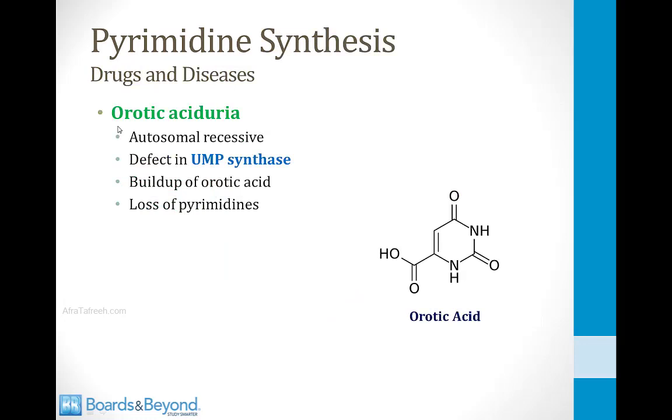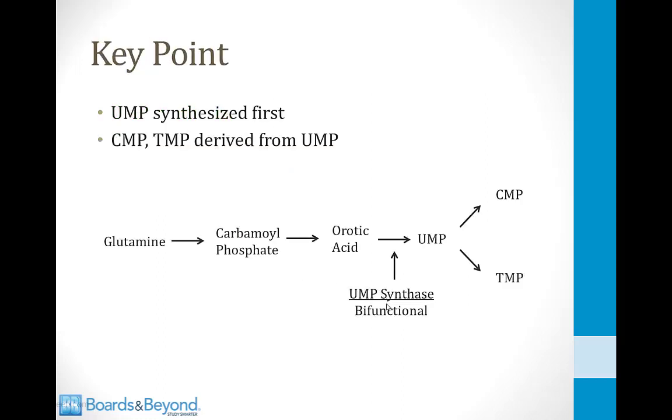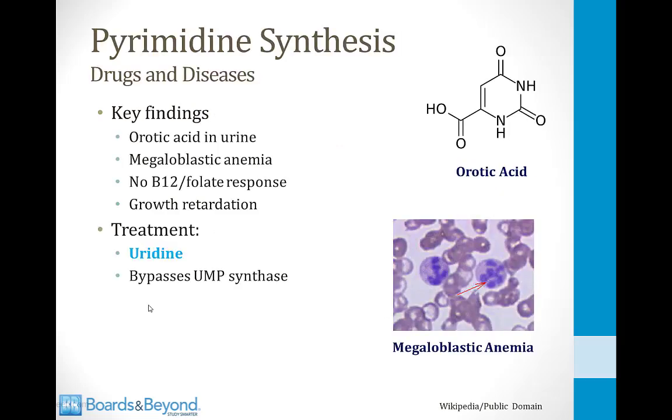There is a rare condition that ties in with the initial portion of the pyrimidine synthesis pathways, and that condition is orotic aciduria. This is an autosomal recessive disease where children are born with a defect in the UMP synthase enzyme. As a result, they have buildup of orotic acid and loss of pyrimidines. If we go back to our overview slide, in orotic aciduria, you have loss of function of the UMP synthase enzyme. As a result, the levels of orotic acid will get high, and you will have low levels of all the pyrimidines that are derived from orotic acid. The key findings of this condition are orotic acid in the urine.